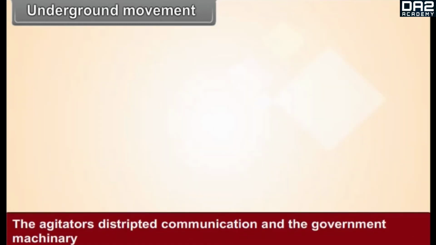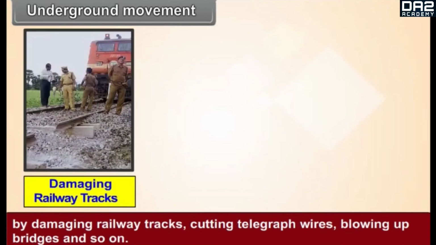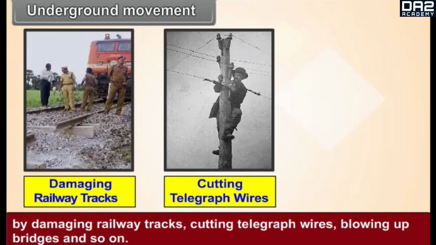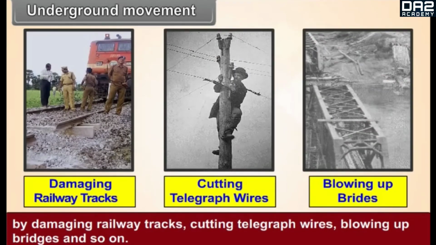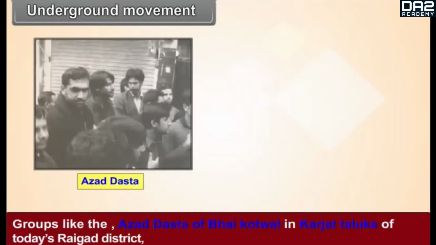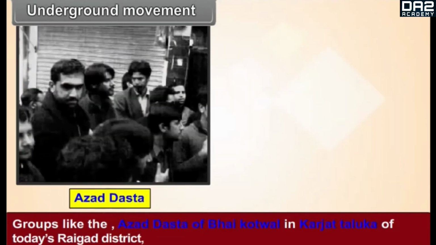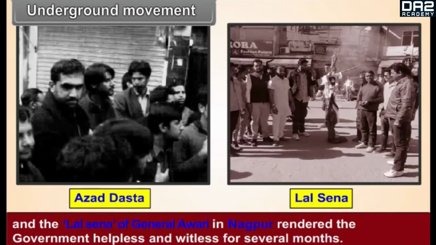The agitators disrupted communication and the government machinery by damaging railway tracks, cutting telegraph wires, blowing up bridges and so on. Groups like the Azad Dasta of Bhai Kotwal in Karjat Taluka of today's Raigad district and the Lal Sena of General Awari in Nagpur rendered the government helpless and witless for several months.